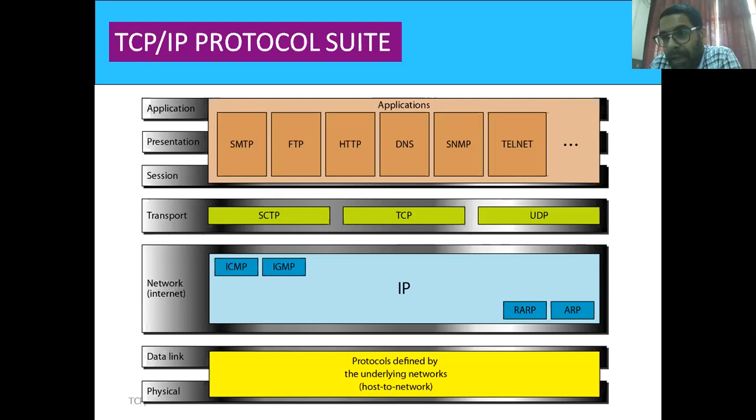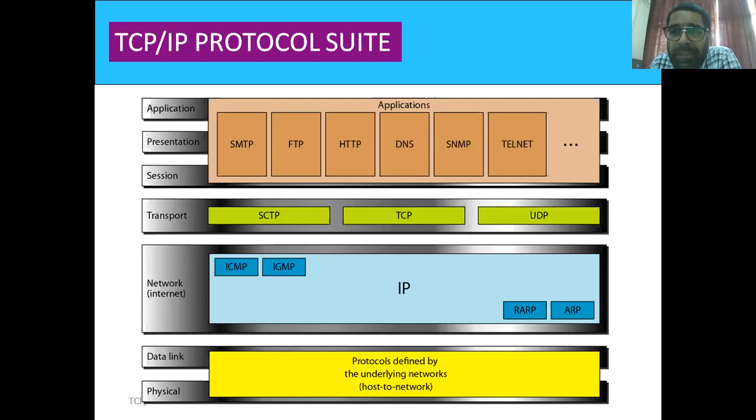So what does RARP do? RARP's job is, if somebody knows the physical address of a machine, it is the responsibility of the RARP protocol to map that physical address to the logical address. So RARP finds out the logical address for that machine or device. What does ARP do? ARP does exactly the opposite. Knowing the logical address of a machine, on whichever network it is connected, it tries to find out the physical address of that machine. So this is the job of RARP and ARP.